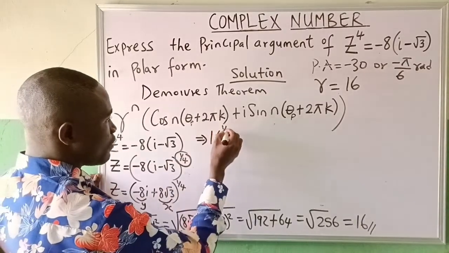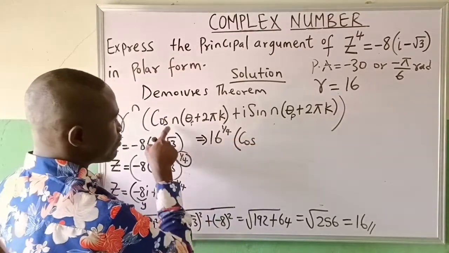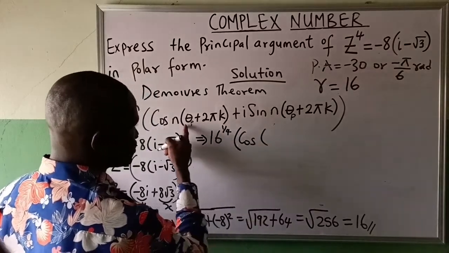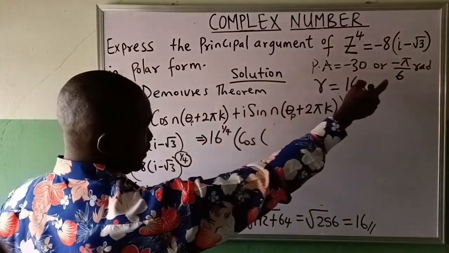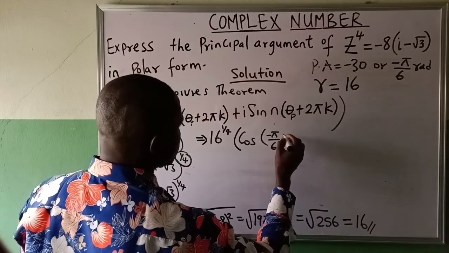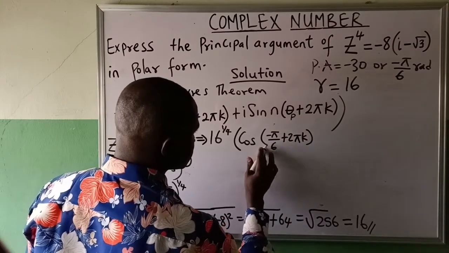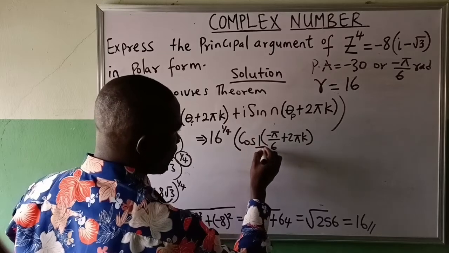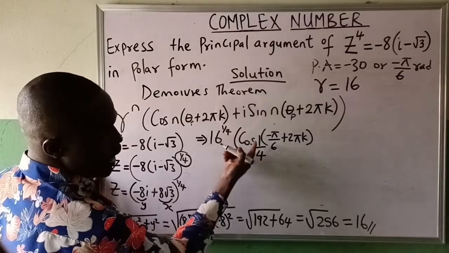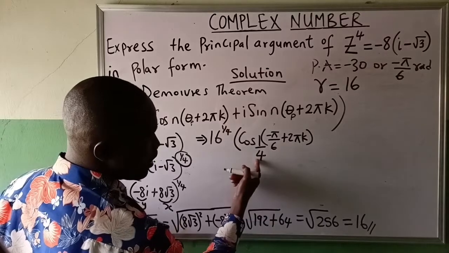We now say 1 over 4 bracket cos. What is my N? 1 over 4. So let me write, what is my theta? In radian it is minus pi over what? 6. So now say plus 2 pi k, then times 1 over 4. That is your N, 1 over 4. And 1 over 4 times this will give you the whole thing over 4.